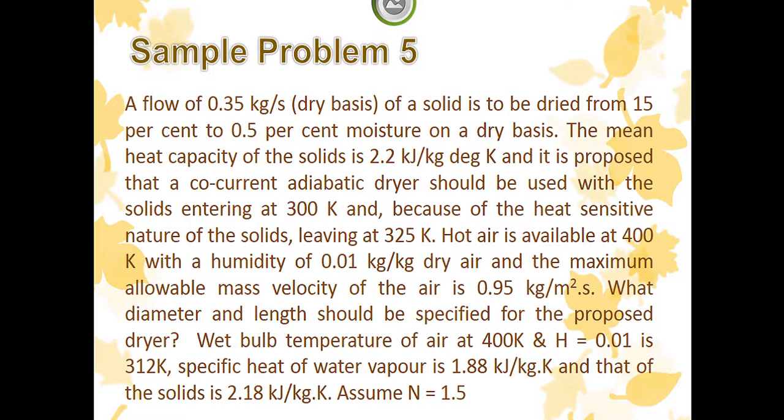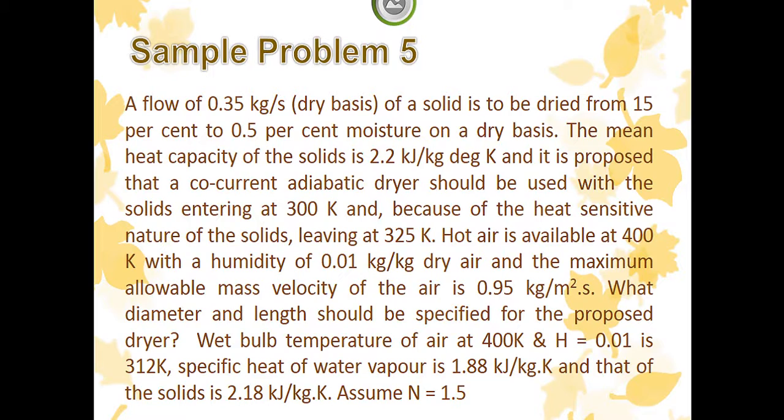Now, this is a sample problem that will illustrate the application of the rotary drum dryer, which is oftentimes the most used drying equipment in the industry, especially in the case of cement and those industries that are producing granular solids in bulk. So you're given here a flow of 0.35 kilograms per second on a dry basis of a solid to be dried from 15% to 0.5% moisture, also on a dry basis.